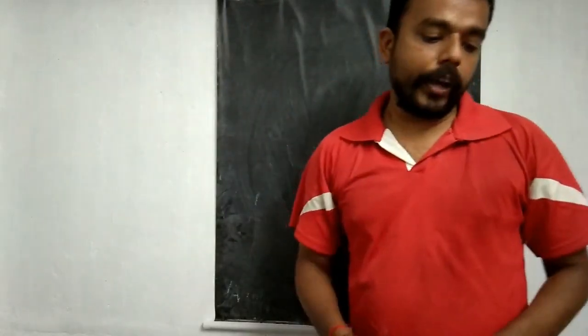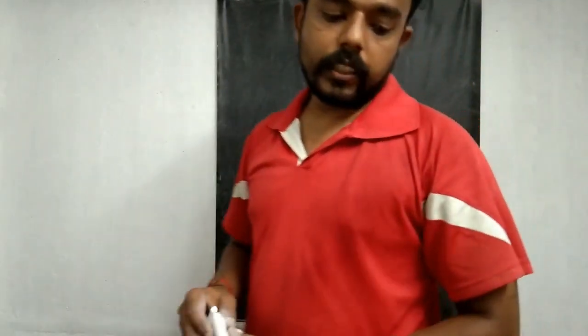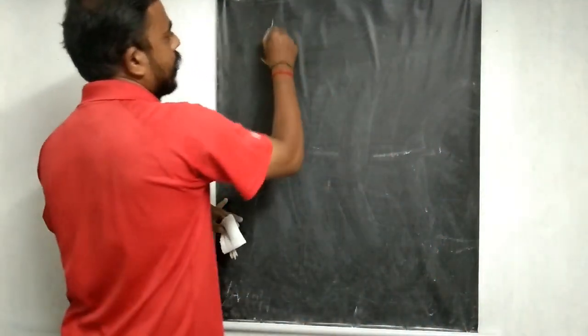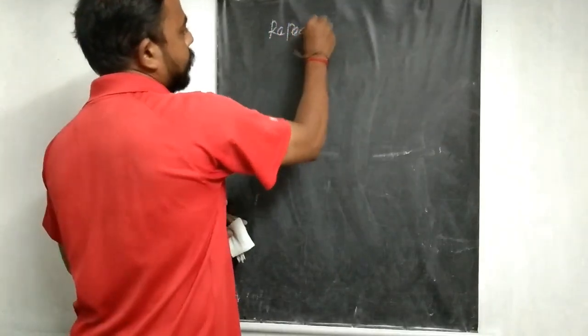Next, find the square root of 100 and 169 by the method of repeated subtraction. Now we are going to study repeated subtraction.